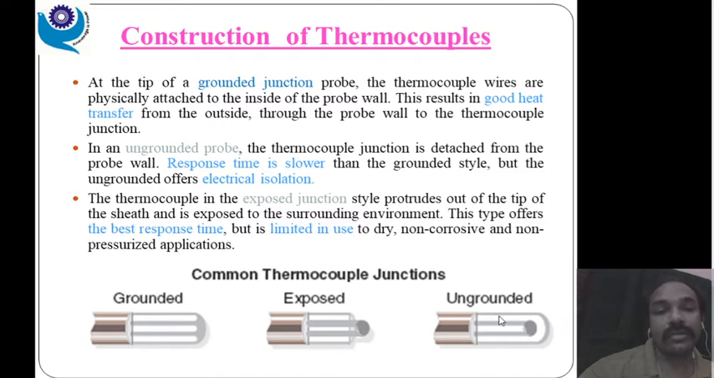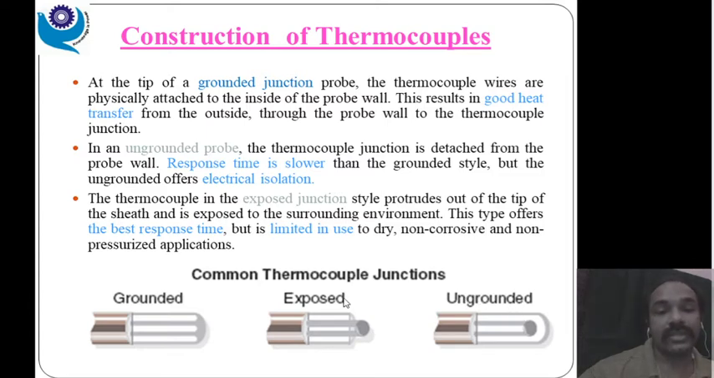And second, if we see ungrounded, in the ungrounded type, the two dissimilar metals are detached from the probe wall. They are kept inside, and there is a small gap now. Due to this, the response time becomes slower, but we get very good electrical isolation from this ungrounded one, which is very highly required. This is the process.